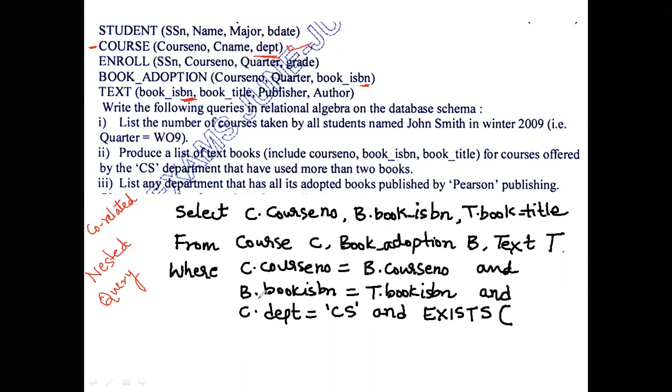Okay. So select. Here EXISTS is there, so it doesn't matter which attribute we select. So you can just write C dot course number from. Since this is a correlated nested query, we will not be using the course table over here. We'll utilize the course table from the outside itself. Then only it will become a correlated nested query. So here we will be writing the book adoption table. Another instance of book adoption is required for us.